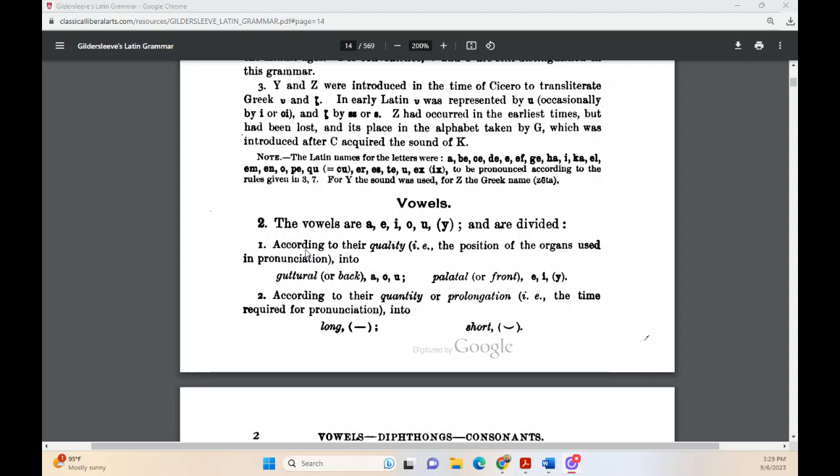So let's look at this first division. If we divide the vowels according to quality, we see that there are 2 groups: guttural vowels and palatal vowels. These 3 vowels, a, o, and u, are called guttural because we make the sound of these vowels in the back of our mouth, close to our throat. And you can just feel this if you pronounce these sounds and pay attention to where you can feel the sound actually being produced.